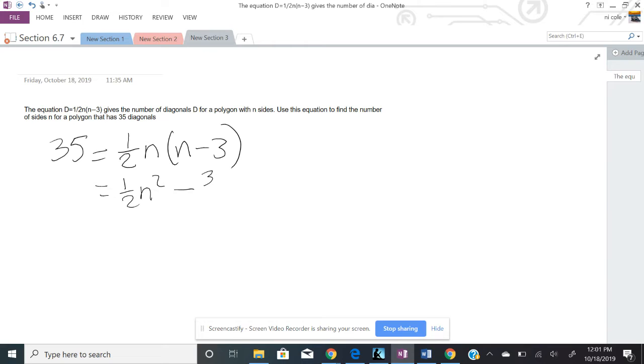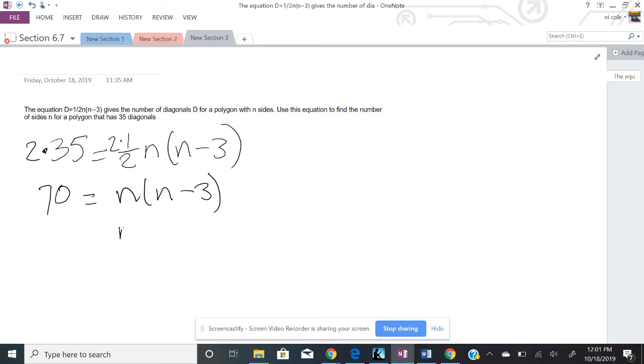So that's going to give me, actually, hold on. Better yet, let's get rid of the fraction from the very beginning. You guys don't like fractions. Let's get rid of it at the beginning. So I'm going to multiply this whole thing before I get in with the adding and subtracting. I'm going to multiply this whole thing by 2. And if I do that side by 2, I want to do this side by 2. So therefore, I will get 70 is equal to n times n minus 3.